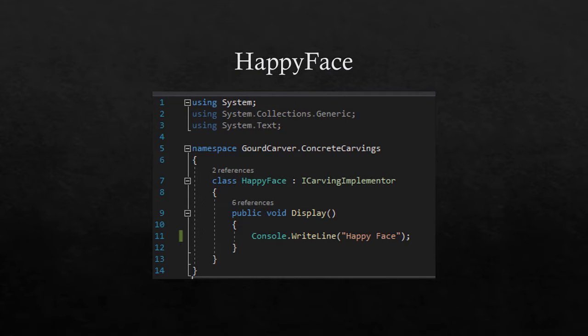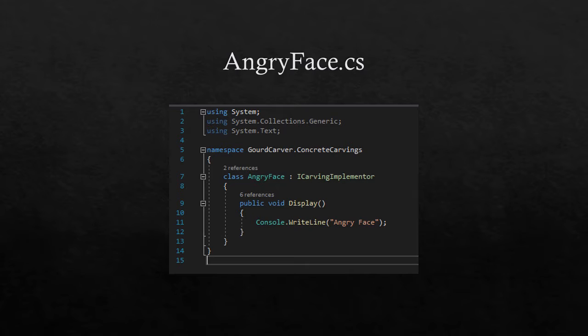This is the happy face class. It extends our iCarving implementer interface, and it has the display function. The display function simply outputs happy face, as it will be used by the gourd to say what has been carved into it. Here's our angry face class, just another example. It also extends the iCarving implementer interface and has a display function, while this one displays angry face instead of happy face.